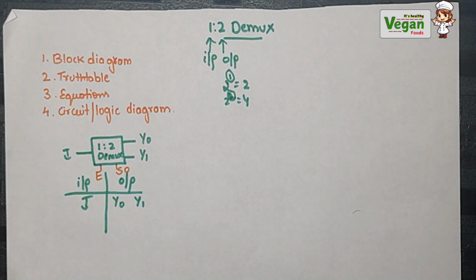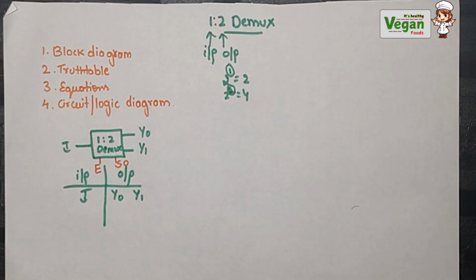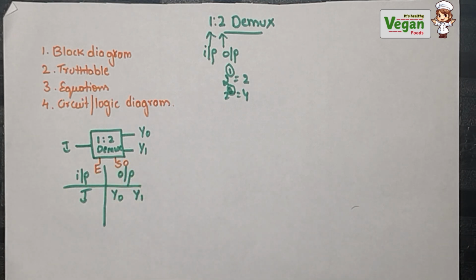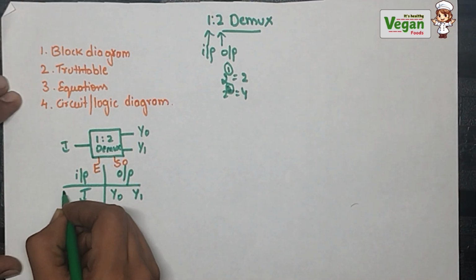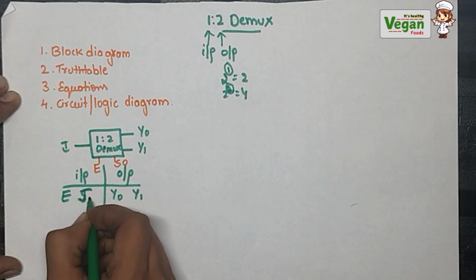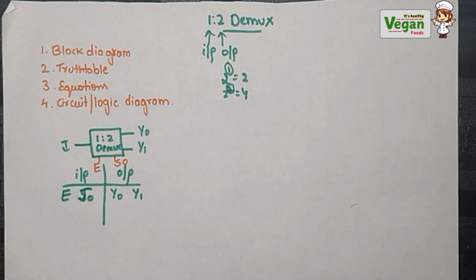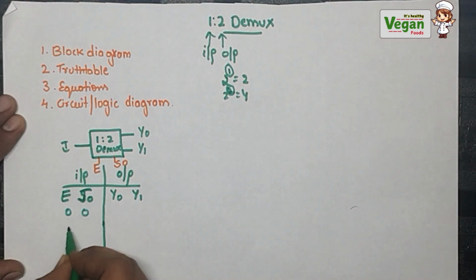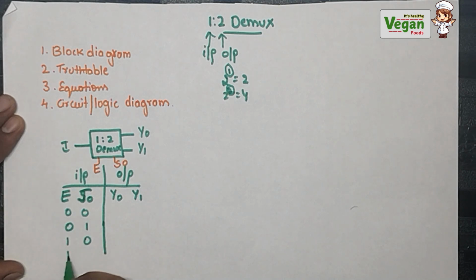Whenever the value of enable is 0, we cannot proceed with any process. We can proceed only if the enable value is equal to 1. Therefore, what will be my inputs? S0 and enable. So now I have 2 inputs. If I have 2 inputs, what will be my combinations? My combinations will be 0 0, 0 1, 1 0 and 1 1.